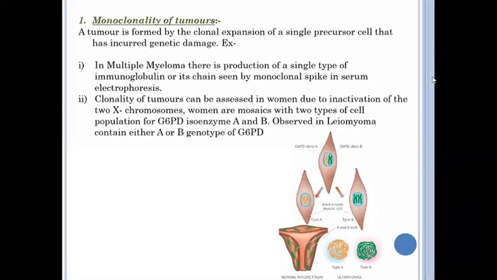So type A will develop to type A leiomyoma, and type B is developed to type B leiomyoma. So in both types of leiomyomas, there is genetic monoclonality.